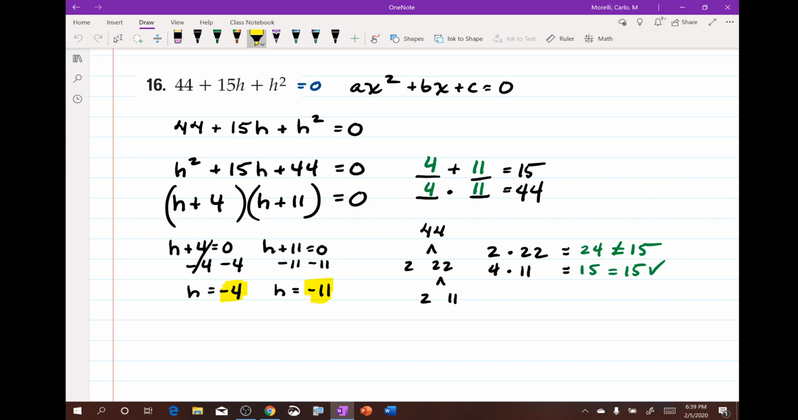We have to label our... see, we skipped a step trying to hurry, and that's how we get in trouble. So we're going to identify A equals, B equals, C equals. What's A? What goes in front of the h squared? Yeah, I want you to say that the coefficient of the quadratic term is 1.